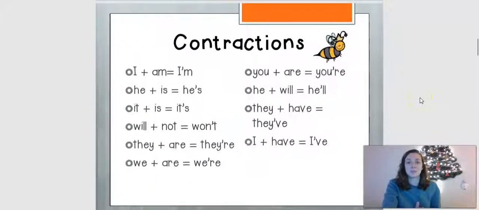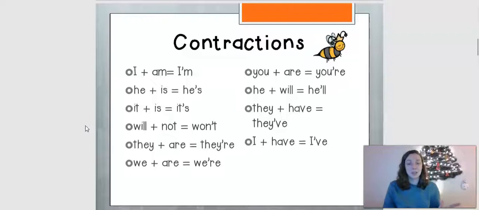So let's look at some examples of contractions. I plus am is I'm. He plus is is he's. It plus is is it's. Will plus not is won't. Now that one's irregular. As you can see, the spelling does change a little bit on that one. They plus are is they're. We plus are is we're. You plus are is you're. He plus will is he'll. They plus have is they've. And I plus have is I've.